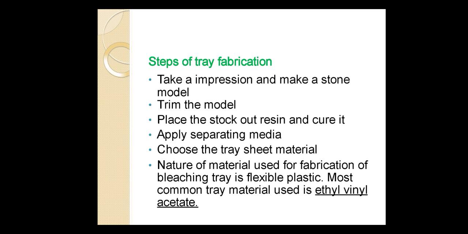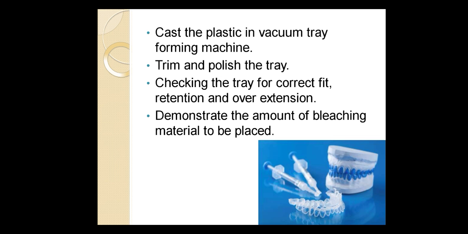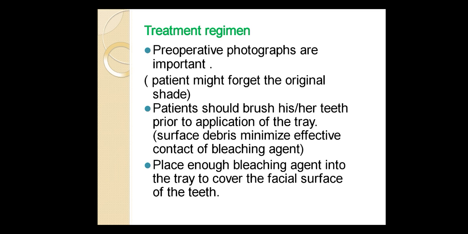Steps for making a custom tray: take an impression and make a stone model, trim the model, place the stock out resin, cure it, apply separating medium, choose the tray sheet material. A common material used for fabrication of the bleaching tray is flexible plastic, mostly ethyl vinyl acetate. Cast the plastic in a vacuum tray forming machine, trim and polish the tray, check the tray for correct fit, retention and overextension. Demonstrate the amount of bleaching material to be placed.